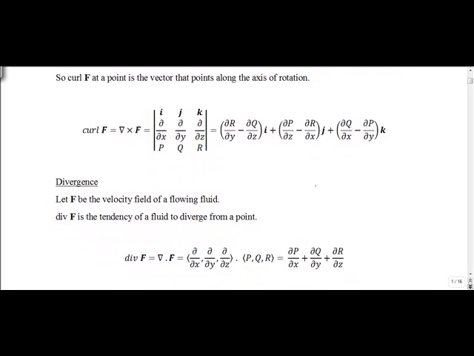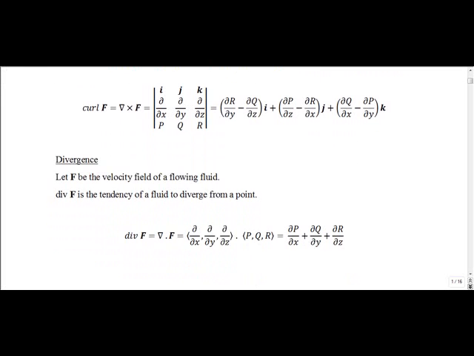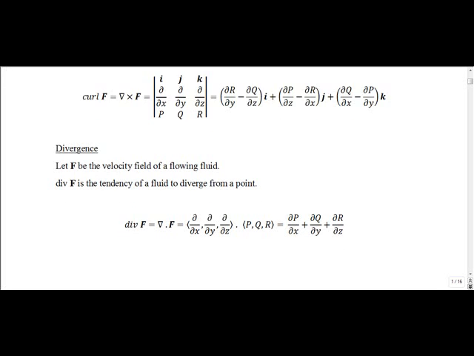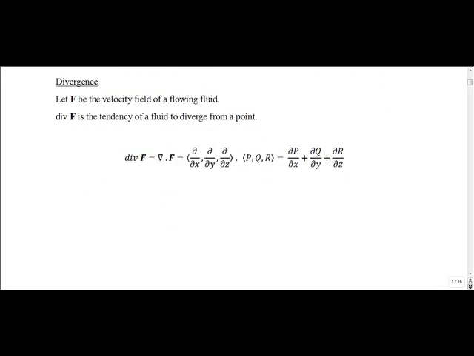What is the formula for div F? It is the dot product of del and F, which, when you work it out, is the sum of the three first partials. Partial P with respect to x plus partial Q with respect to y plus partial R with respect to z. So later on, we're going to show the uses of this, but let's do some calculations first of all.